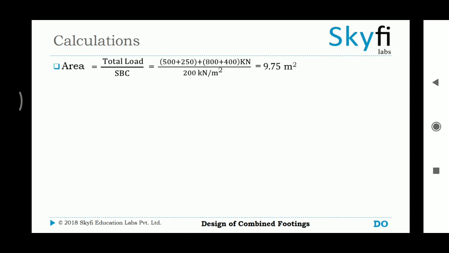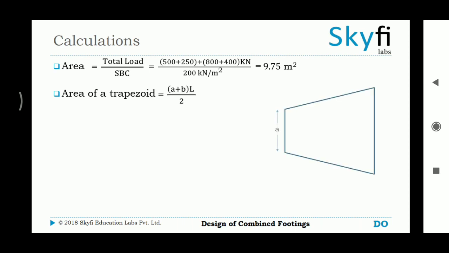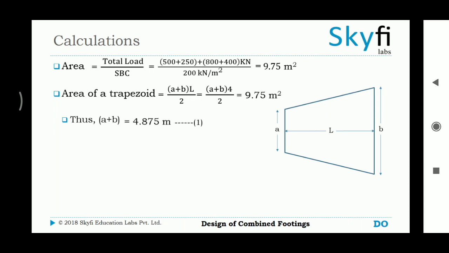Now, the formula for area of a trapezoid is given by (A plus B) L by 2, where A and B are the lengths of the two parallel sides, and L is the perpendicular length between them. Now this length L is restricted to 4 meters, as mentioned. Thus, if you replace L with 4, and equate this formula with the area that you have found, you will get A plus B equals 4.875 meters. Mark this equation as equation 1.